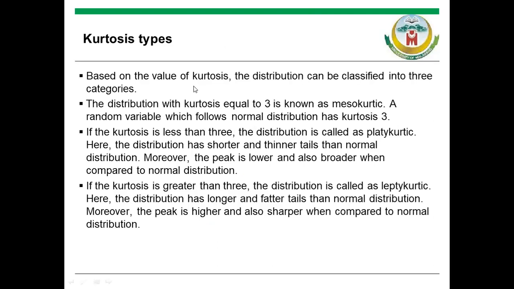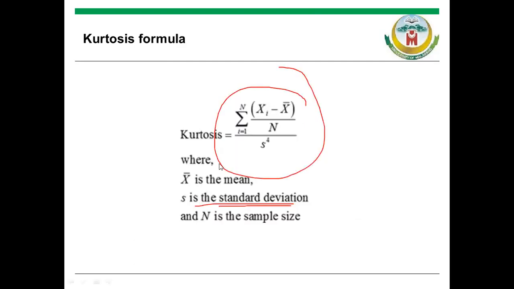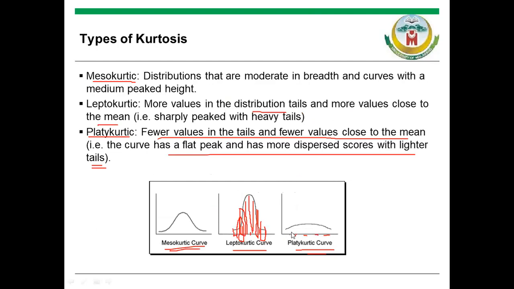Now, the description of kurtosis is as follows. Based on the value of kurtosis, the distribution can be classified into three categories. The distribution with kurtosis equal to 3 is known as mesocurtic. A random variable which follows a normal distribution has kurtosis 3. If the kurtosis is less than 3, the distribution is called platykurtic. So for platykurtic, the kurtosis should be less than 3.